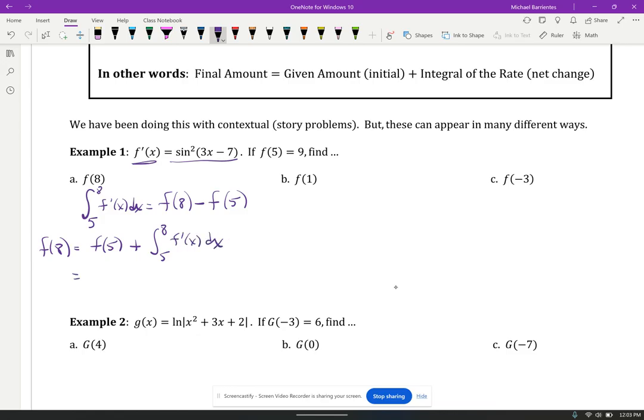Well, we know what f of 5 is. We know that that's 9. Plus, we don't know what this is. However, we do know that there is a calculator feature that allows us to use definite integrals, and so we're going to use that to figure that out. So our function here is sine squared of 3x minus 7. So I'm going to go to my calculator.